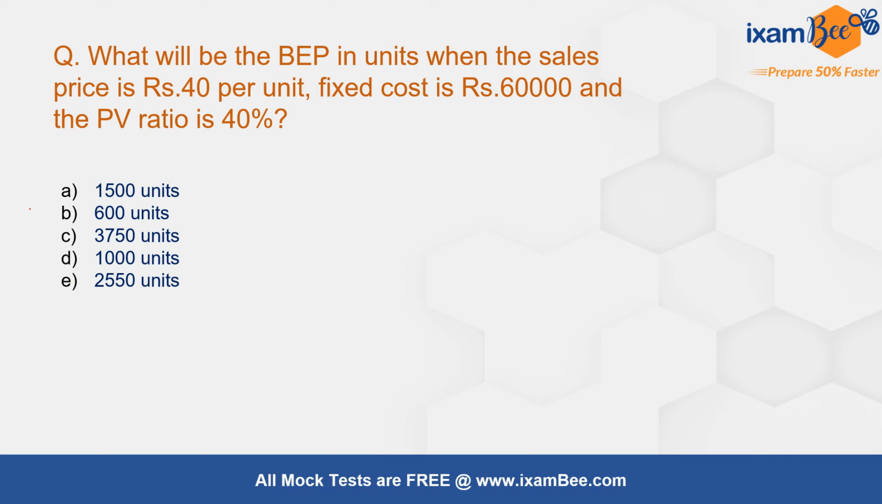Now look at this question which states, what will be the BEP? BEP is the break-even point in units. So they are asking us to calculate in units, when the sales price is rupees 40 per unit, the fixed cost is 60,000 and the PV ratio is 40%. Okay, so now I have to solve this. I want BEP in units, right? So my BEP in units can be calculated as my fixed cost divided by my contribution.